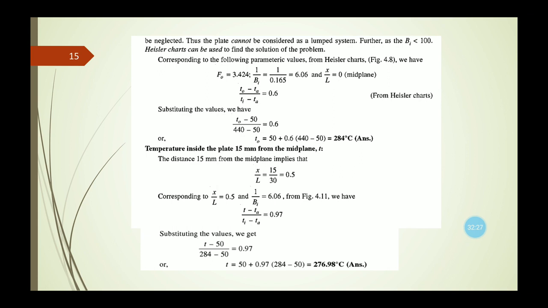Okay, so corresponding to the intersection point of x by L 0.5 and 1 by Biot number 6.06, we are getting T minus T infinity divided by Ti minus T infinity equals 0.97. This we are getting from the Heisler chart, that is the position correction factor. If we use this value from the Heisler chart, then ultimately we can calculate the temperature inside the plate from the mid plane as 276.98 degrees centigrade.